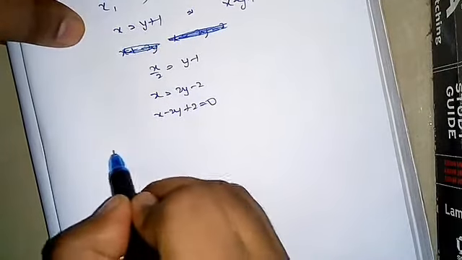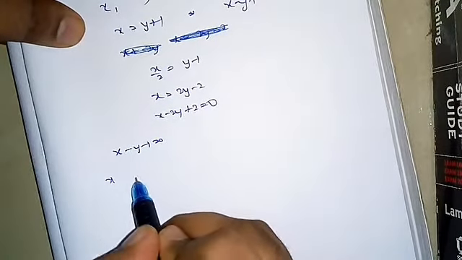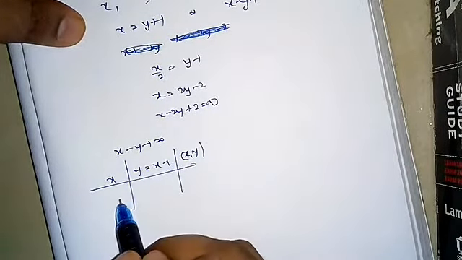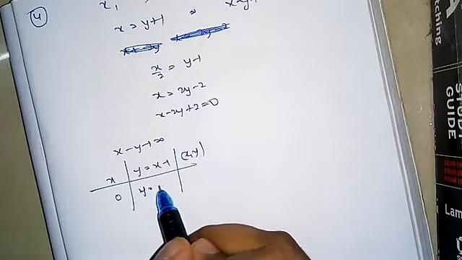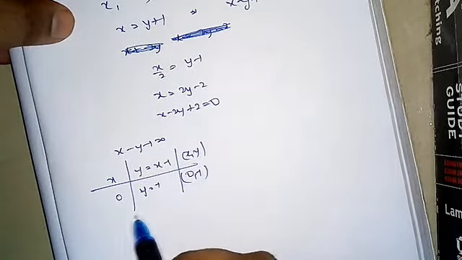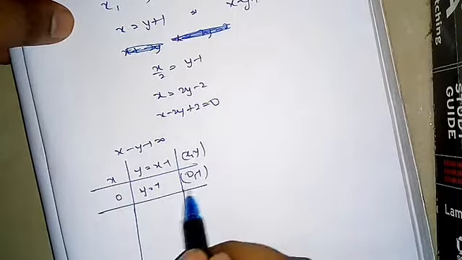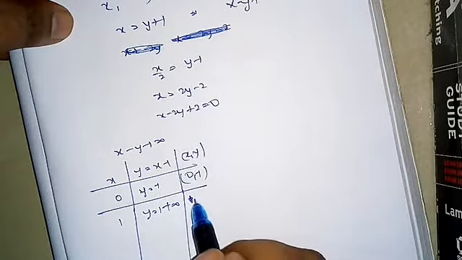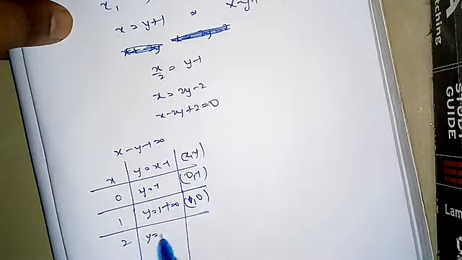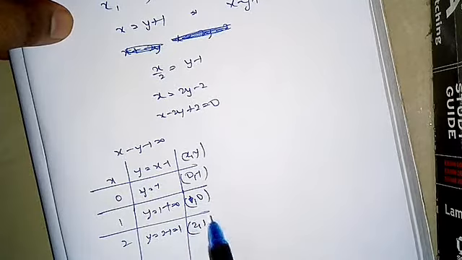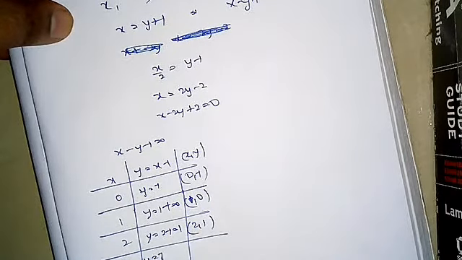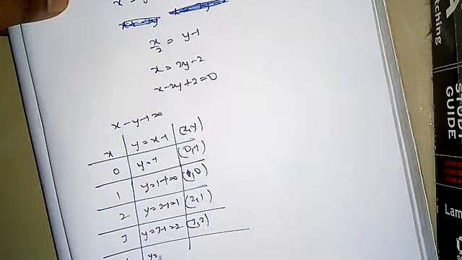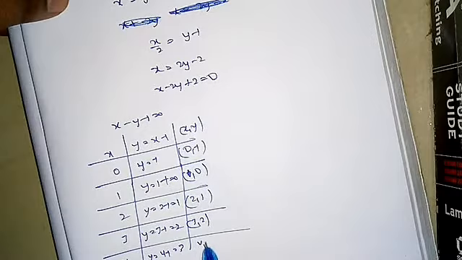Let's check. For x minus y minus 1 equal to 0, y will be equal to x minus 1. For x equal to 0, y is equal to minus 1, so 0 comma minus 1. For x equal to 1, y is equal to 1 minus 1 is equal to 0, so 1 comma 0. For x equal to 2, y is equal to 2 minus 1 equal to 1, so 2 comma 1. For x equal to 3, y is 3 minus 1 equal to 2, so 3 comma 2. For 4, y will be 4 minus 1 is equal to 3, so 4 comma 3.